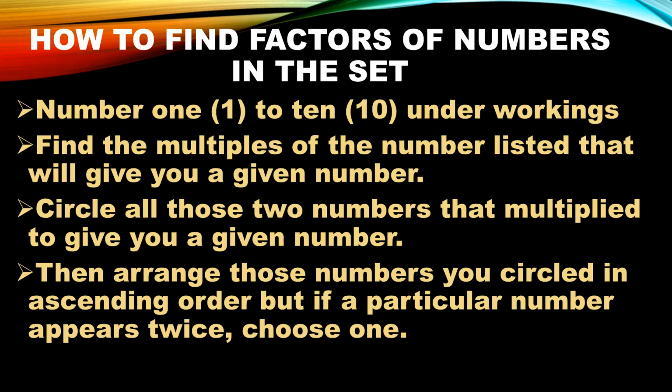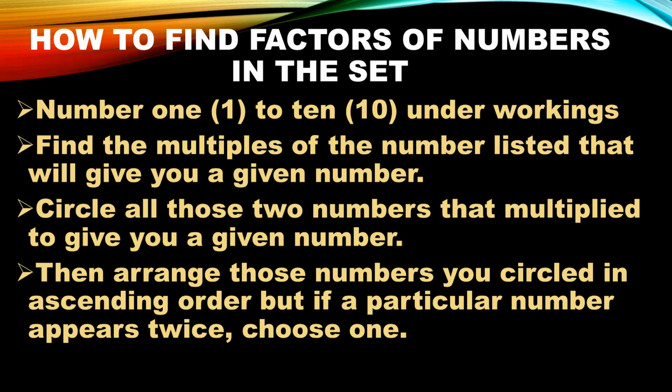Then the second, you find the multiples of the number listed that will give you a given number. So the numbers that you have listed, you find the multiples of those numbers that will give you a given number. This one, as you work, will enable you to understand. Third one, you circle all those two numbers that multiply to give you a given number. We number 1 to 10, and we find the multiples of 1 to 10.